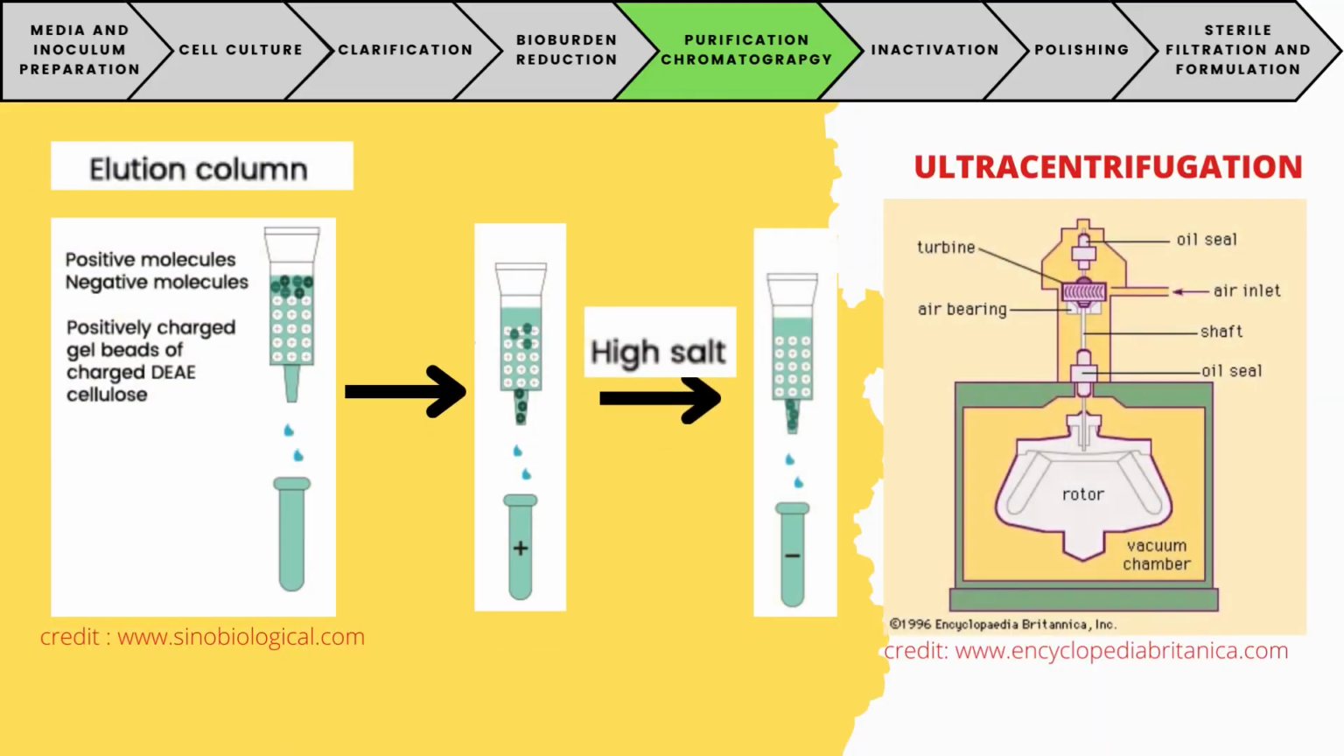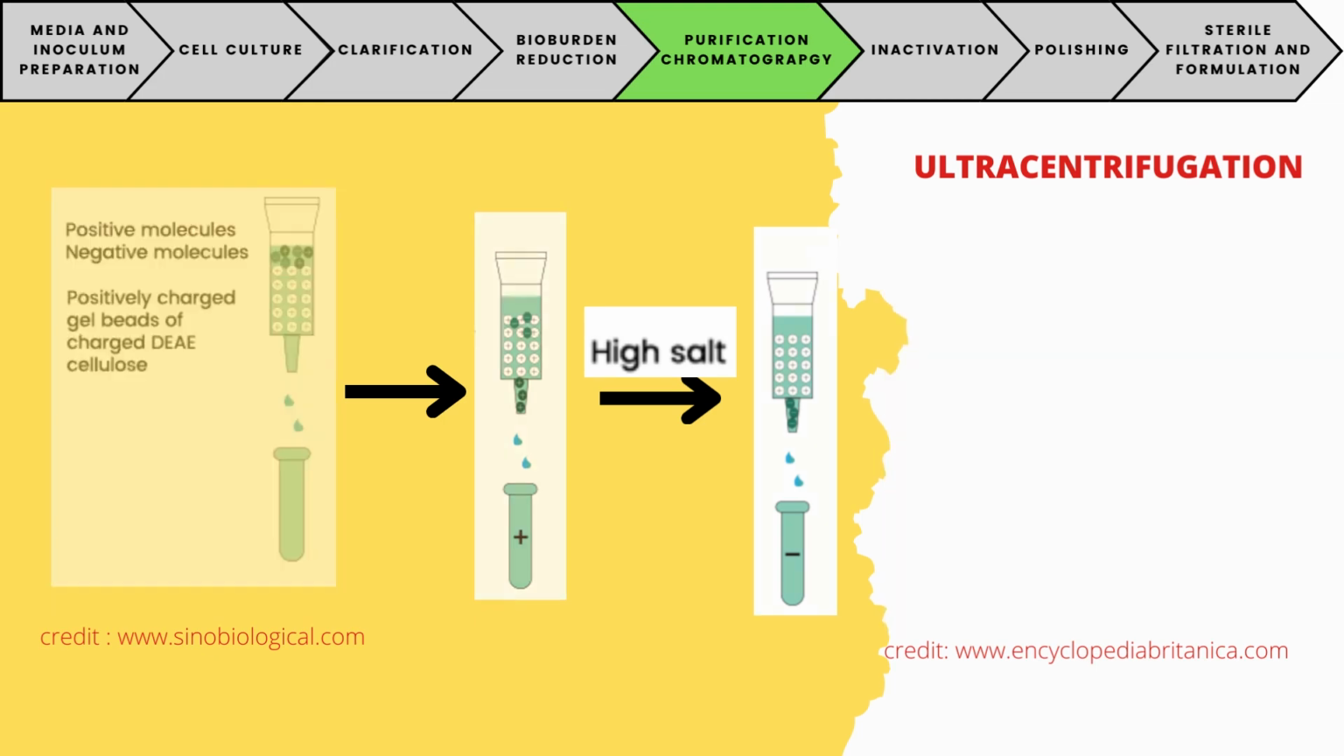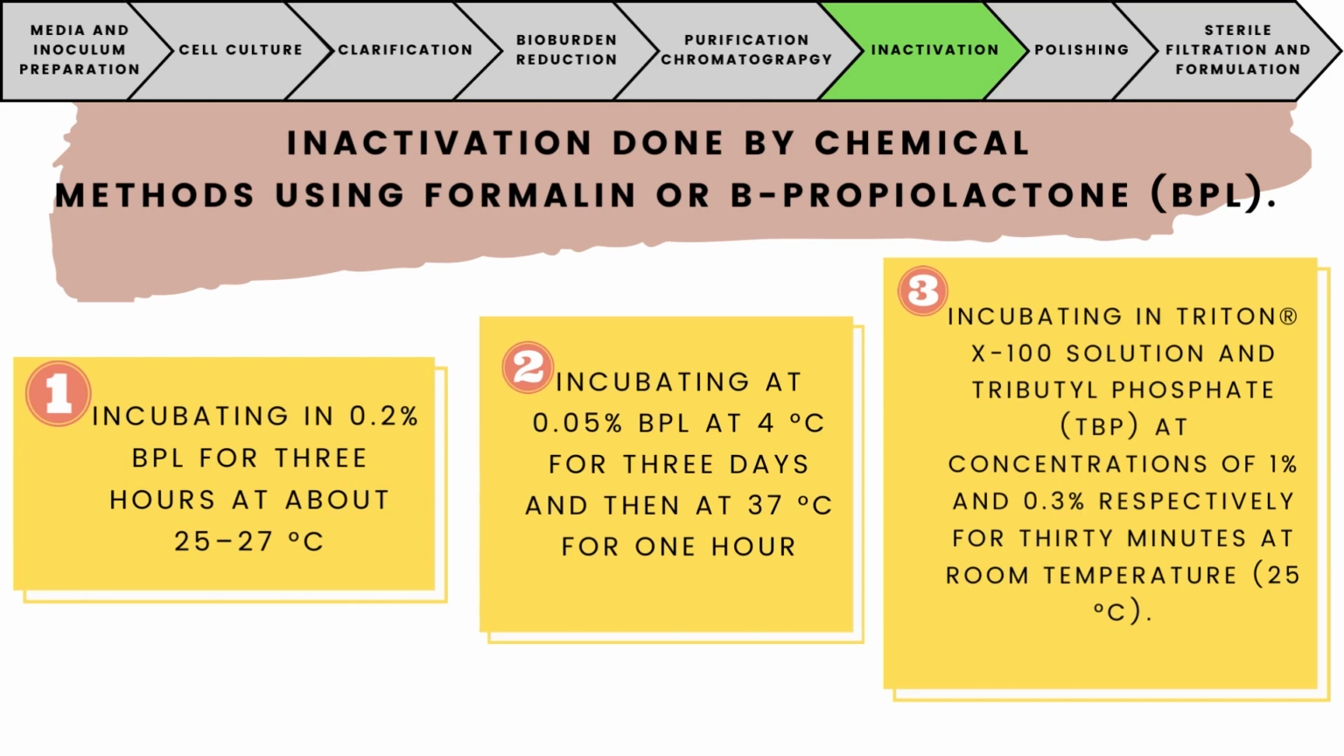Moving on to the next step, which is the primary purification, where ion exchange chromatography or ultracentrifugation is used. VLPs are commonly purified by ultracentrifugation over a cesium chloride, sucrose, or iodixanol gradient. Next is inactivation. Baculovirus must be removed from the final product through orthogonal downstream steps during purification of VLPs.